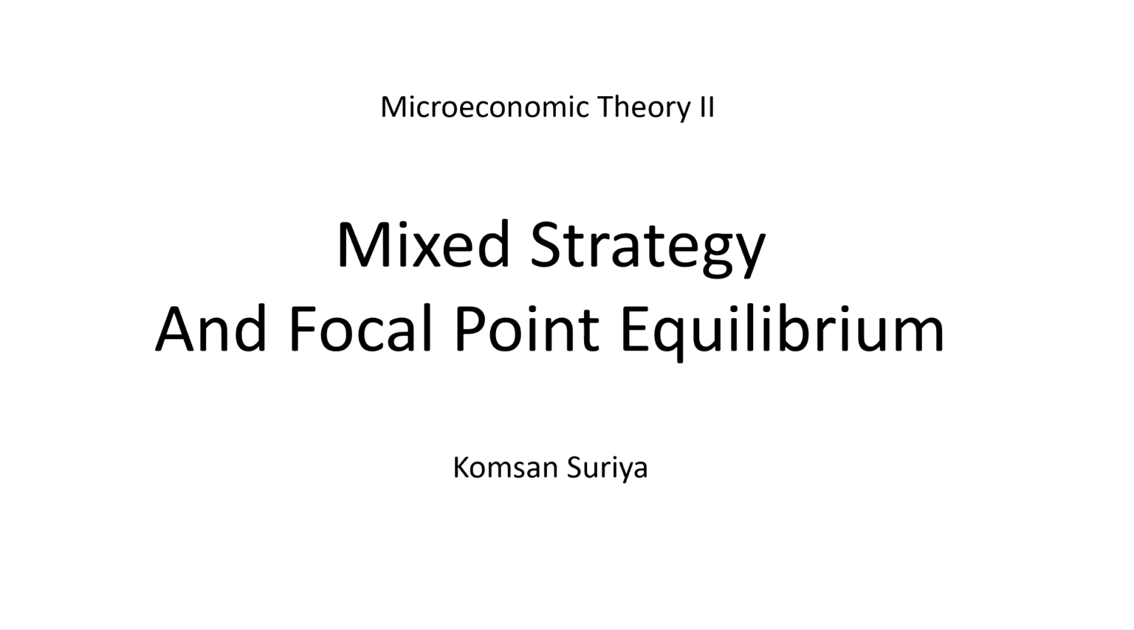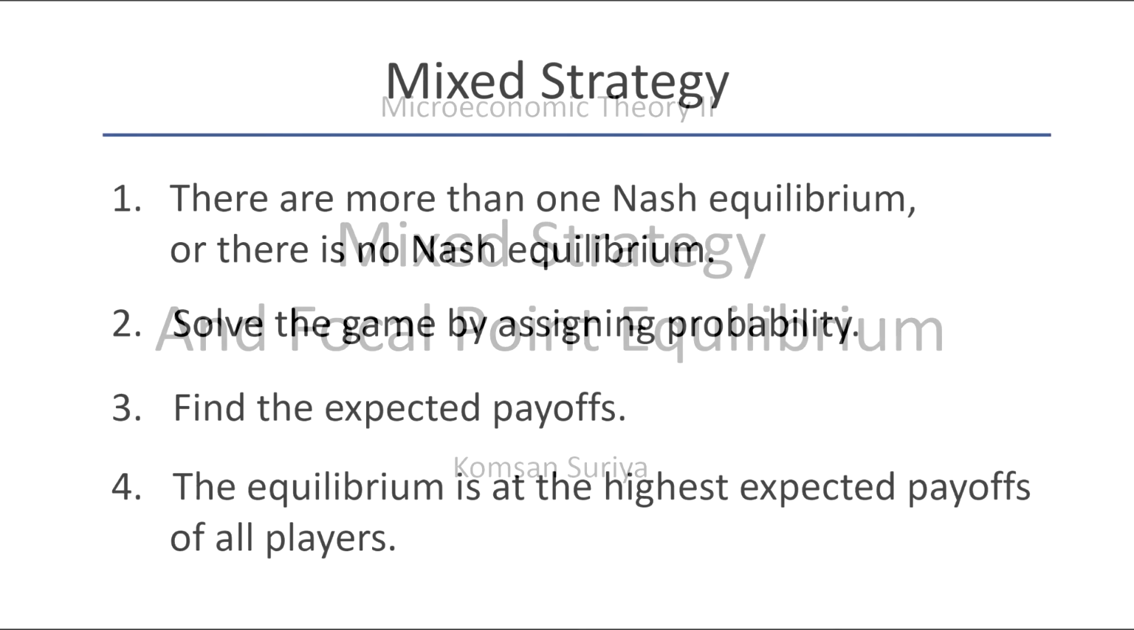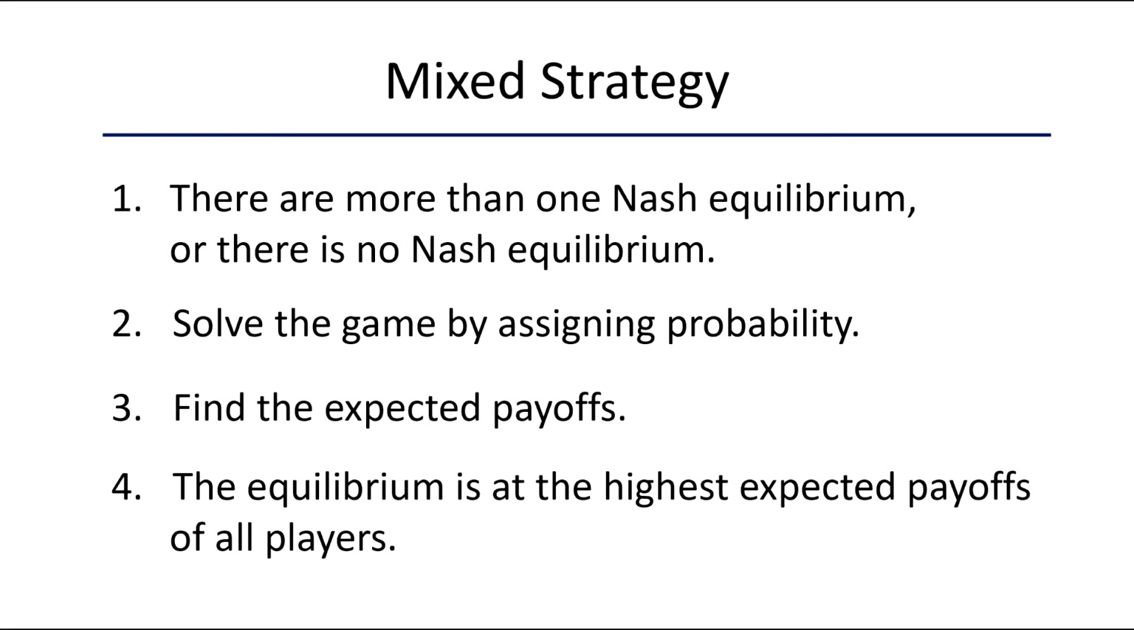Today, we continue the game theory with mixed strategy and focal point equilibrium. We use the mixed strategy when there is more than one Nash equilibrium or there is no Nash equilibrium. We solve the game by assigning probability and we find the expected payoffs. Then the equilibrium is at the highest expected payoffs of all players.